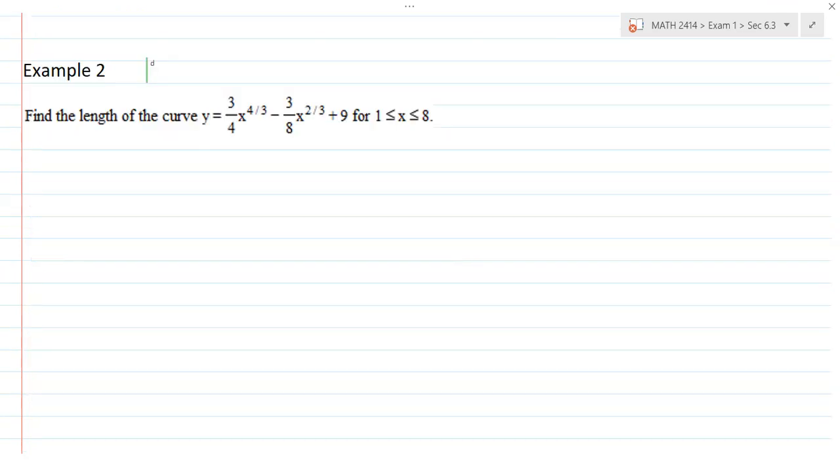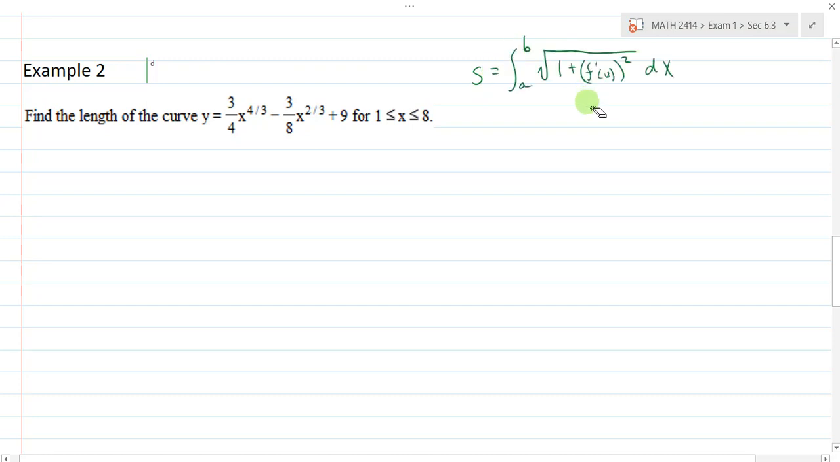In example 2, we're asked to find the length of this curve for x's between 1 and 8. This is the formula that we use for arc length. So what pieces do I need to identify? First of all, what is a going to be? 1, and b, 8. And then we need to find the derivative.